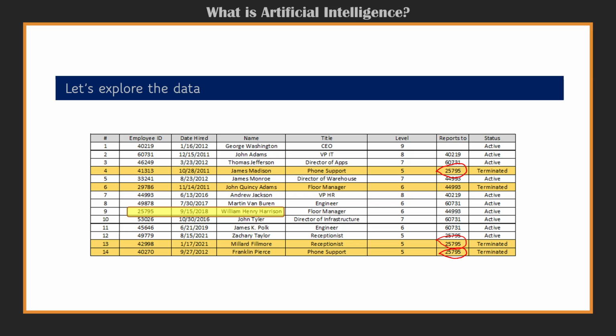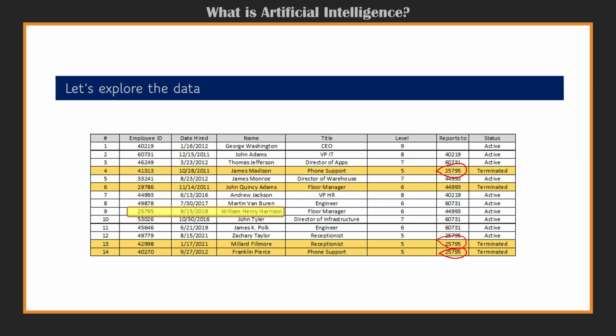So clearly there's something. Maybe you've stumbled onto something. Maybe there's a unique factor. But is this the only factor? Clearly, there is somebody else who works for William Henry Harrison. If you look at Zachary Taylor, row number 12, employee ID 49779, he also reports to the same person, and yet this person is active. Been here for as much time as the other employee, and this person has not left. And yet we have somebody else, record number 6, employee 29786, John Quincy Adams, who has been terminated and who reports to somebody else.